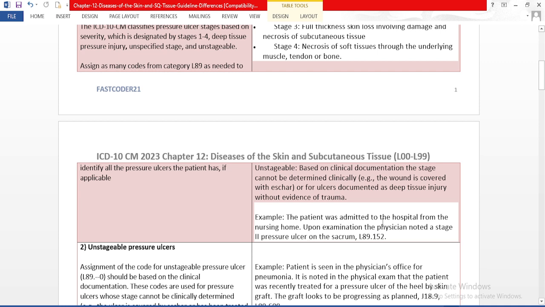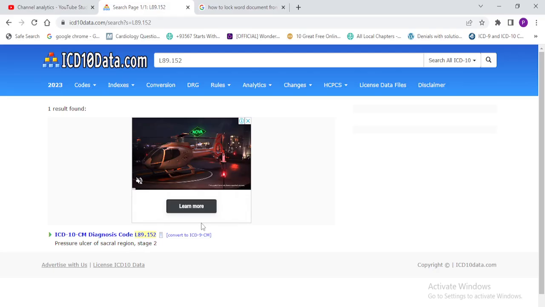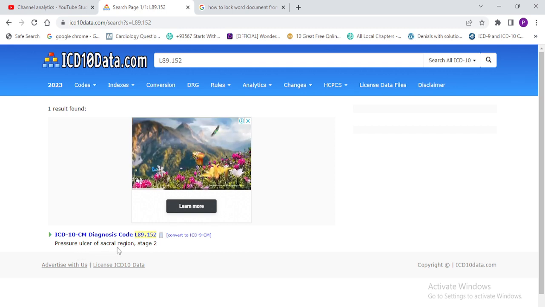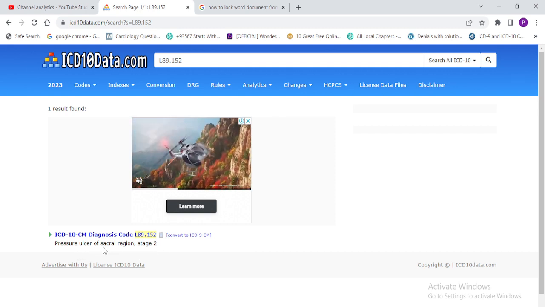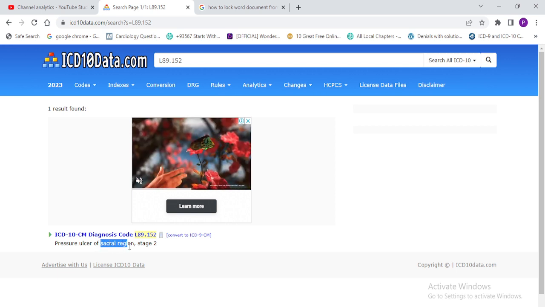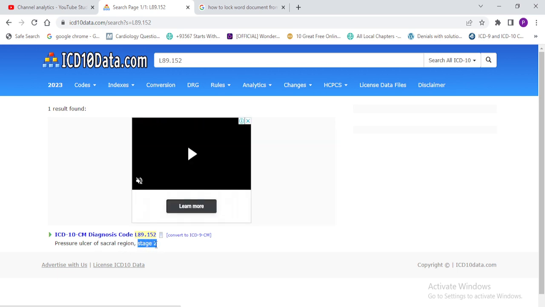Example: the patient was admitted to the hospital from the nursing home. Upon examination the physician noted a stage 2 pressure ulcer on the sacrum. The code will be L89.152. So here L89 is the pressure ulcer category and 152 leads to the location as well as the stage of the pressure ulcer. If you see here, L89.152, pressure ulcer of sacral region, stage 2. So this code includes the location of the ulcer as well as the stage of the ulcer.